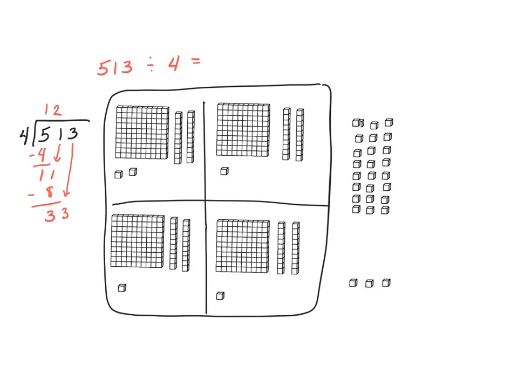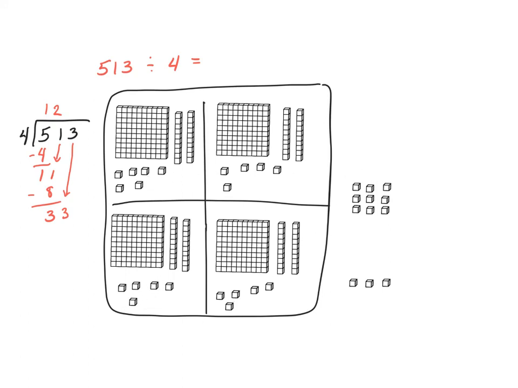And this is going to take a little bit of time because I have quite a few cubes to share here. So we'll keep going. Got 3 in each group. I'm getting there. 4 in each group. There's 5 for each group. 6. And 7. And it looks like I have enough to make one more group. So it looks like each group is going to get 8 total of those 1s cubes.